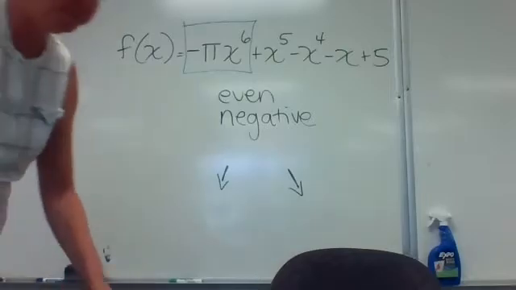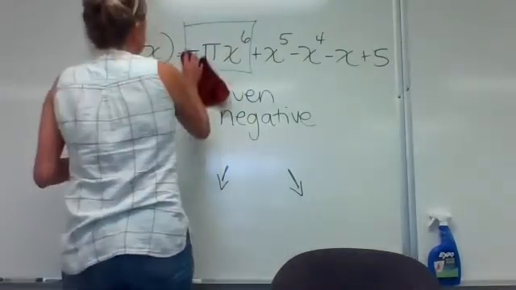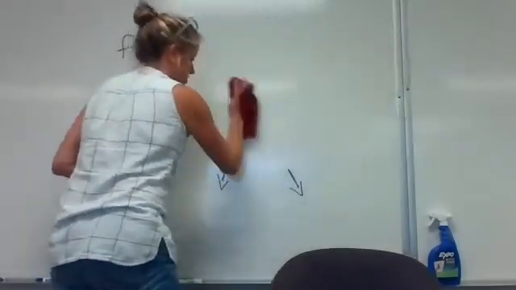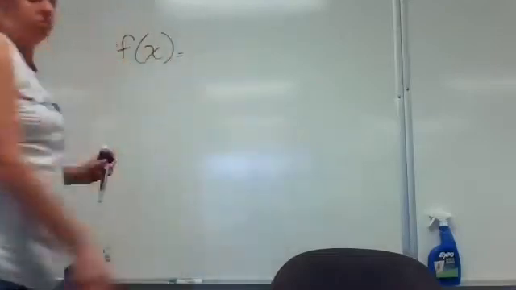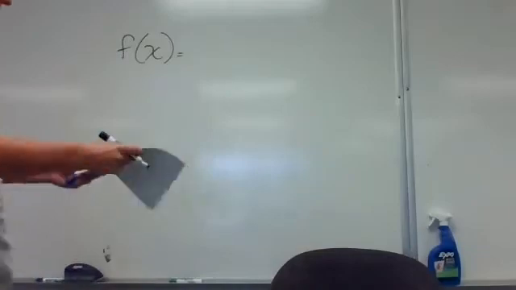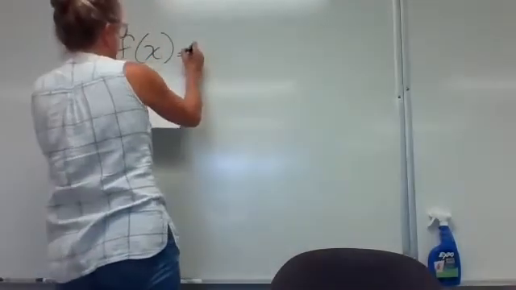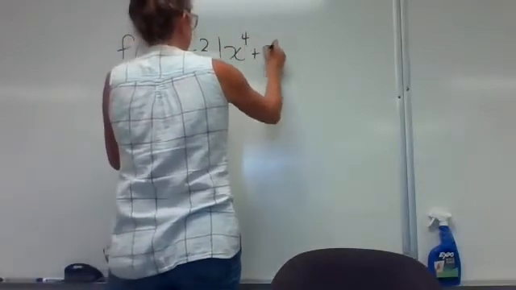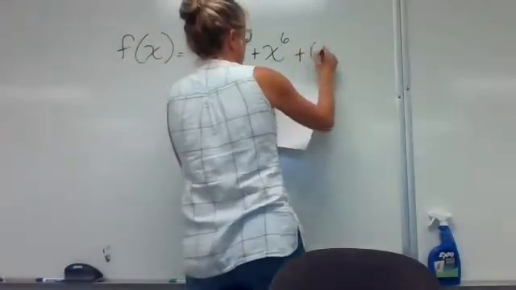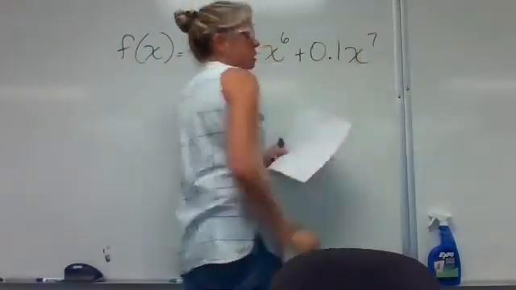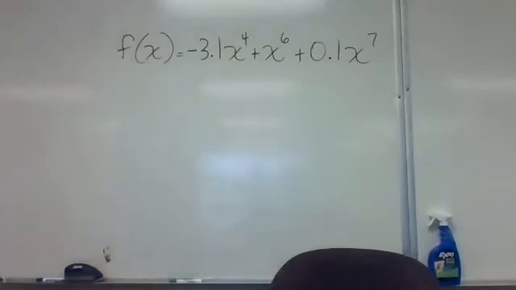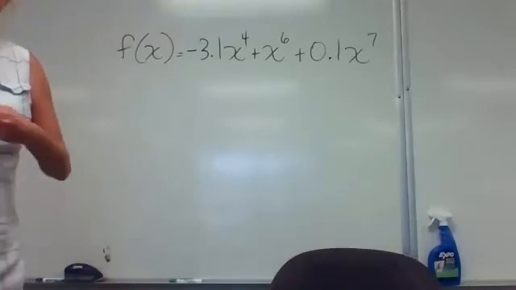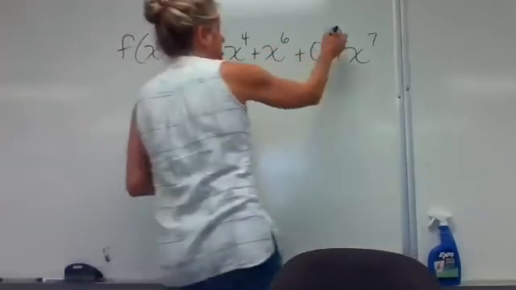All right, number 3. Be careful on number 3. You've got f of x equals negative 3.1 x to the 4th plus x to the 6th plus 0.1 x to the 7th. Now remember, you're not looking for the front term. You're looking for the term that has the biggest exponent. The term that has the biggest exponent is this x to the 7th back here.